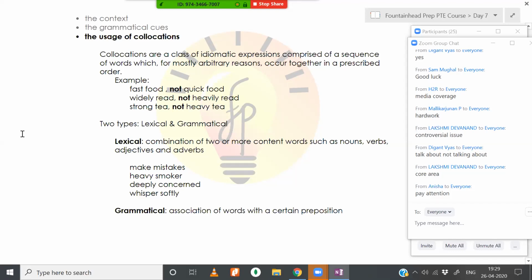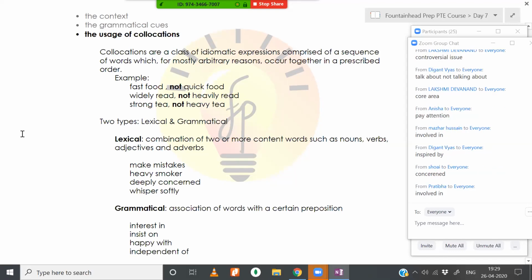It's basically the association of words with a certain preposition. We just saw a grammatical collocation. What was that? We answered a question in the previous slide. Inspired by, involved in. Yes. So those are grammatical collocations. Okay, so interest in, insist on, happy with, independent of. These are grammatical collocations.